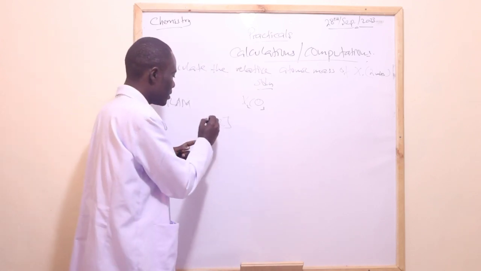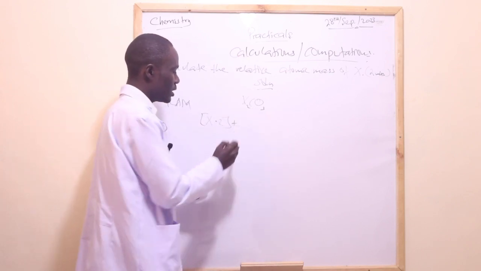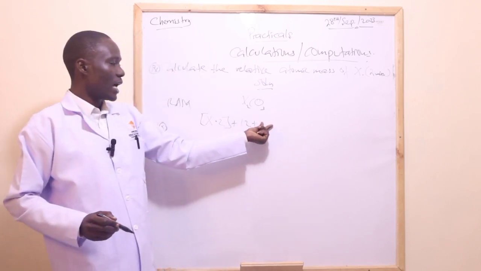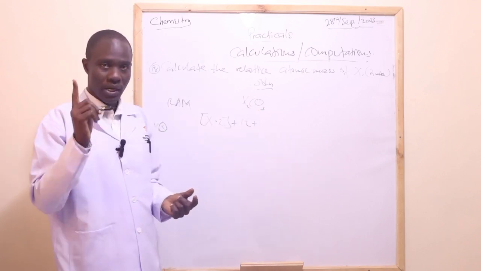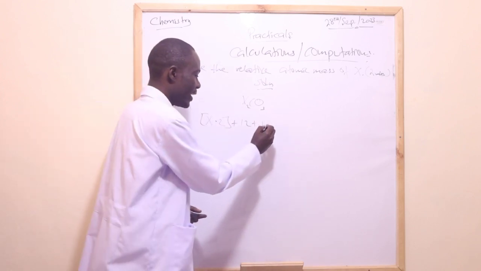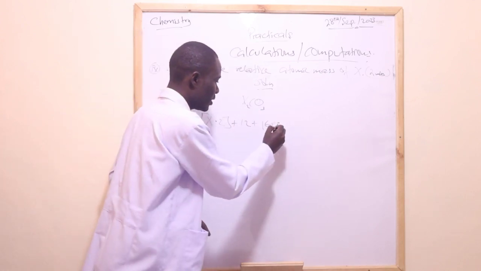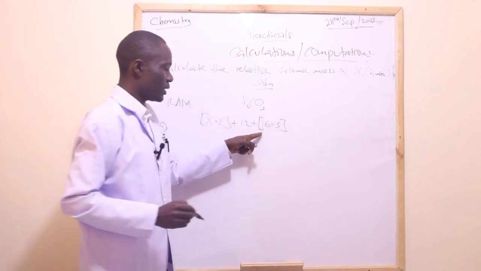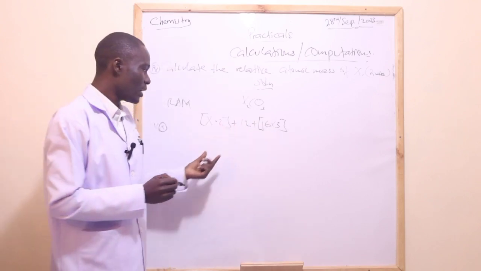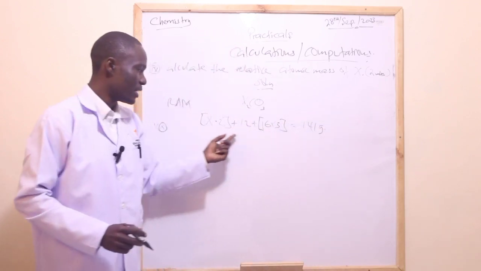Now we add the second element, which is carbon. Carbon has an RAM of 12. You add to that the RAM of oxygen, which is 16, but there are 3 oxygen atoms in this compound. So you have to multiply by 3 to get the total mass of oxygen in this compound. Here, this you need to equate to 141. This is the RFM. This is how you get the RFM.